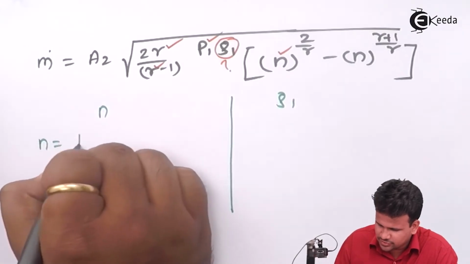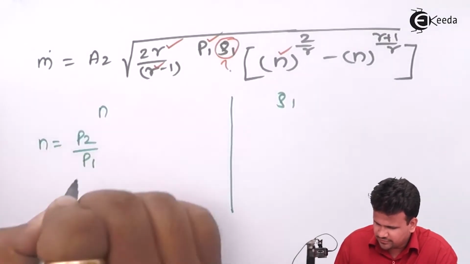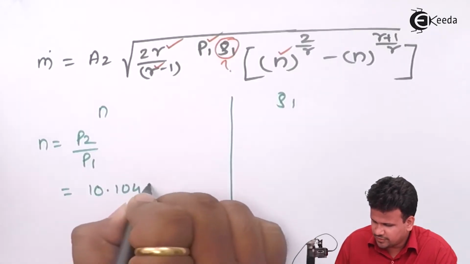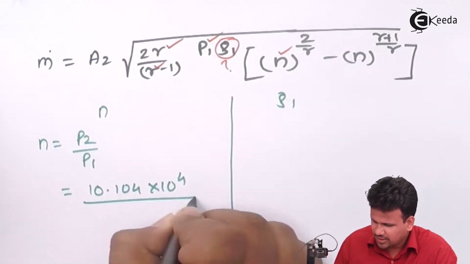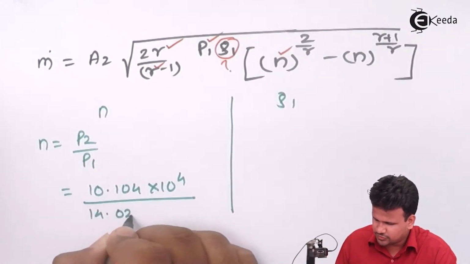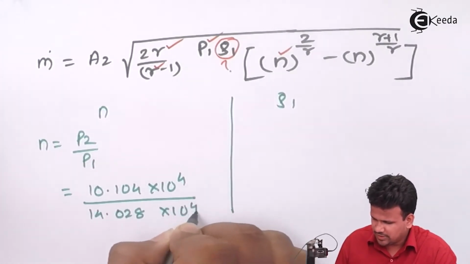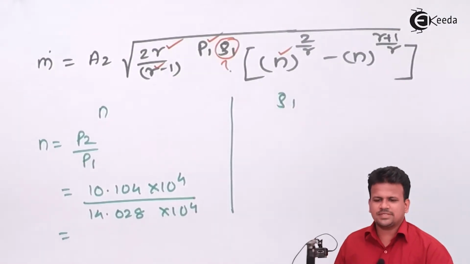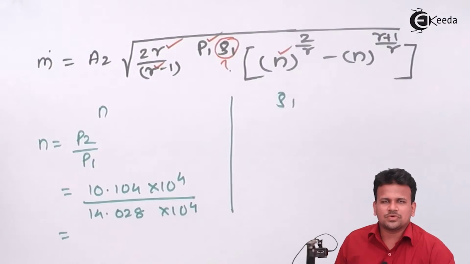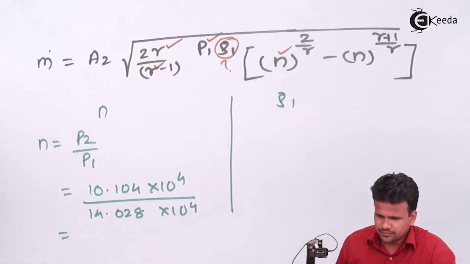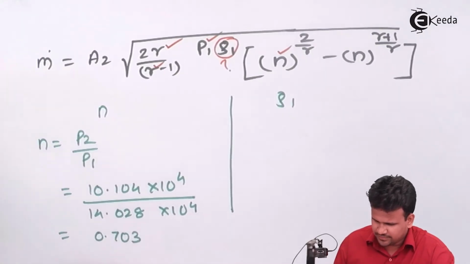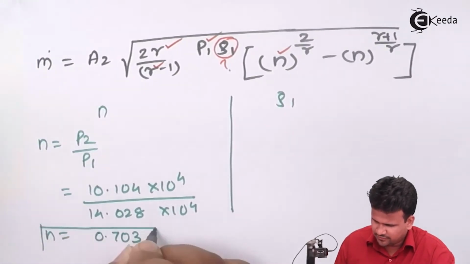N is equal to P2 by P1. P2 is 10.104 into 10 to power 4. P1, which we have calculated, is 14.028 into 10 to power 4. The value of this ratio comes out to be equal to 0.703. So this is the value of N.